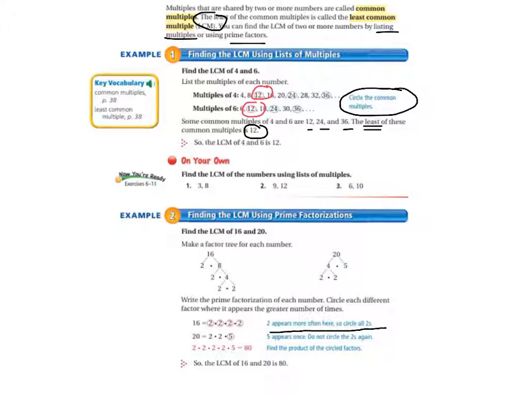If we look at the prime factorization for 20, it is 2 times 2 times 5. And 5 appears once, which is more often than it appears in the 16. So we don't circle the 2's again, but we circle the 5 because it appears more often there. And so we take these circled numbers and we multiply them together. And when we do that, we get 80. So the least common multiple of 16 and 20 is 80.